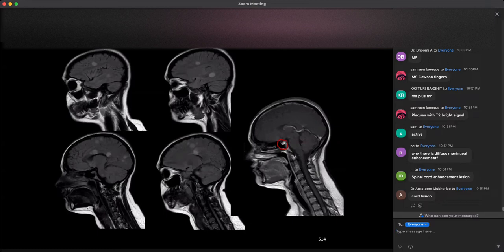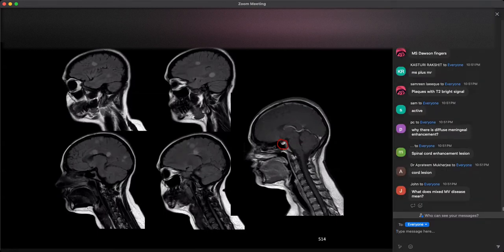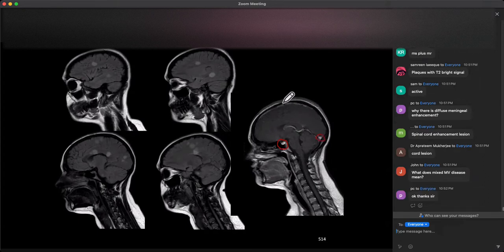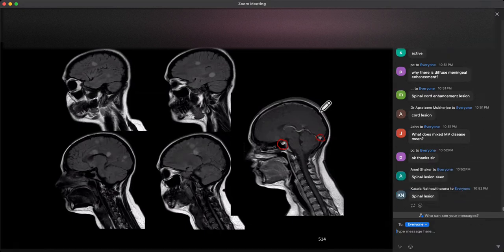Why is the diffuse meningeal enhancement? There isn't actually. It's just contrast. It's likely to be in the venous sinus. So there's the torcular, and this is the superior sagittal sinus. It's not meningeal enhancement.